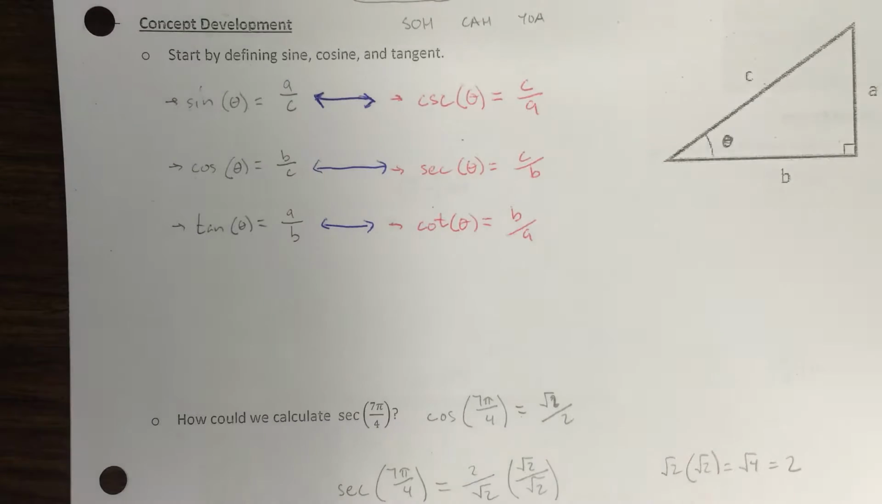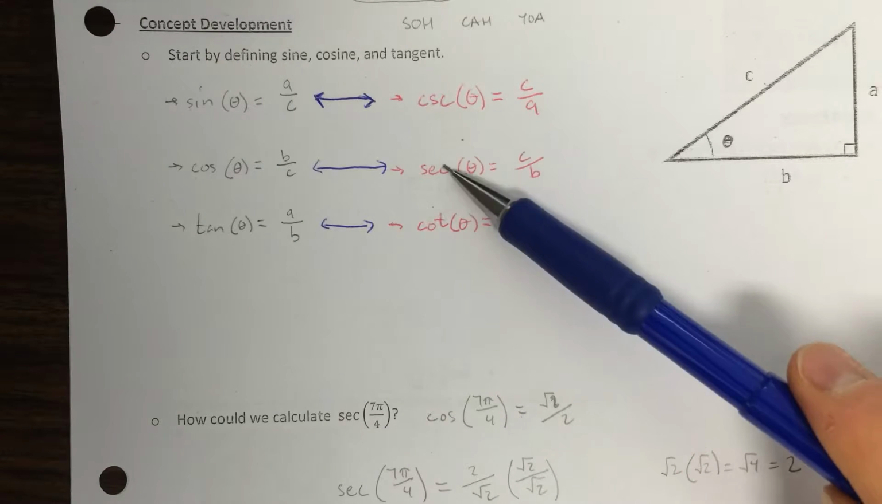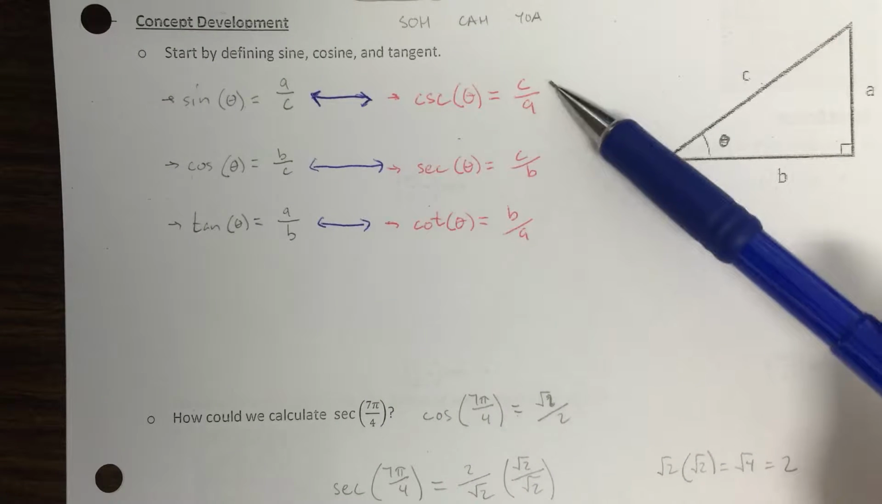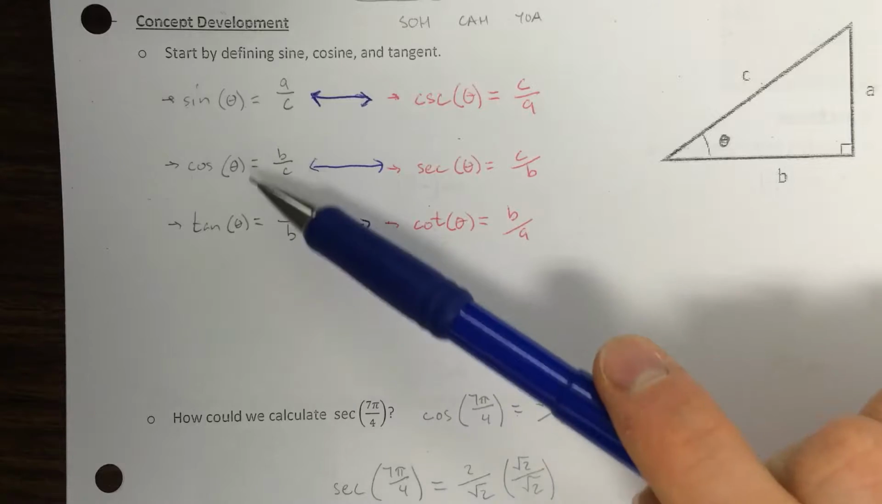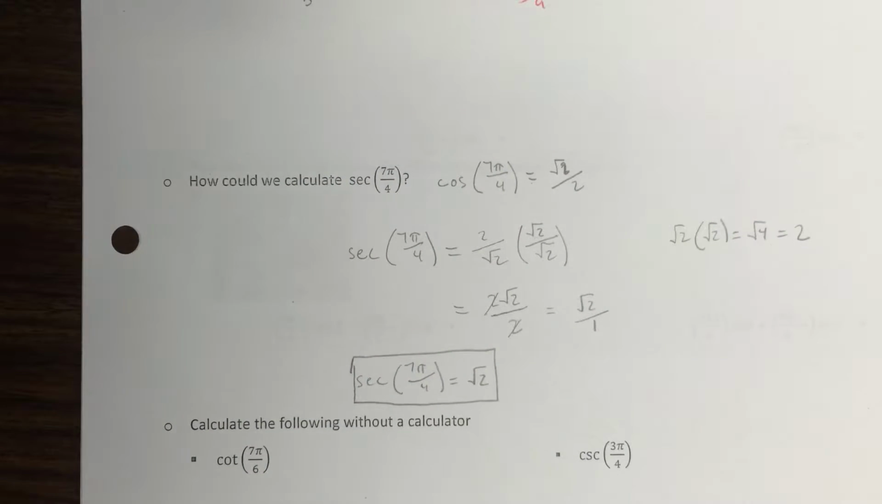This is part 2 of 3 for August 19th, August 22nd. We're looking at all 6 trigonometric functions and evaluating them. In the first video, we talked about cosecant, secant, and cotangent, and how these are the reciprocals of sine, cosine, and tangent. We even looked at how we could evaluate secant of 7 pi over 4.